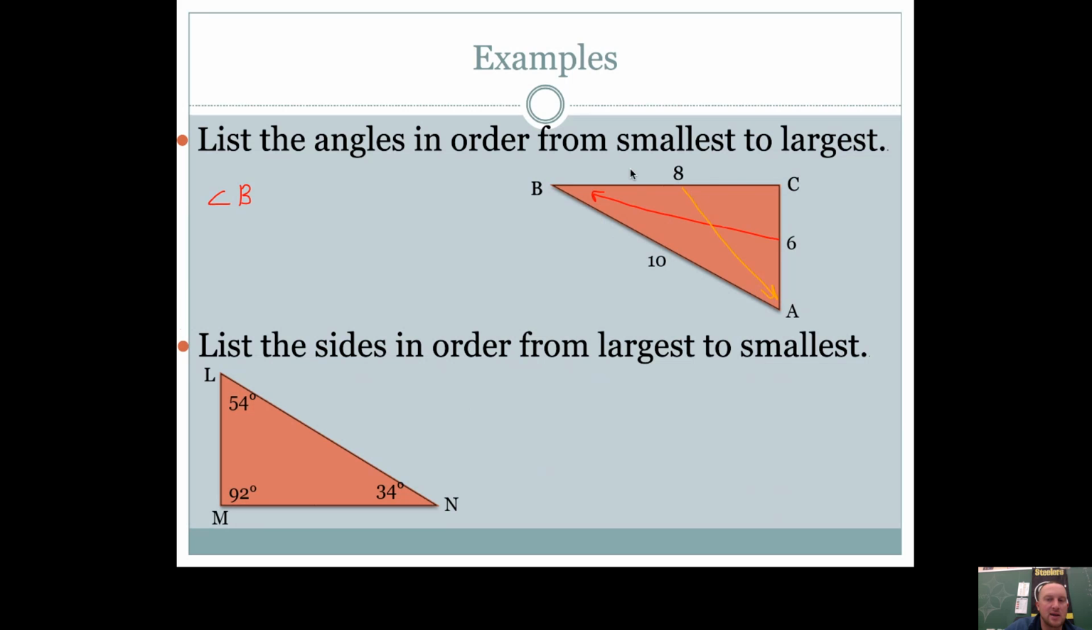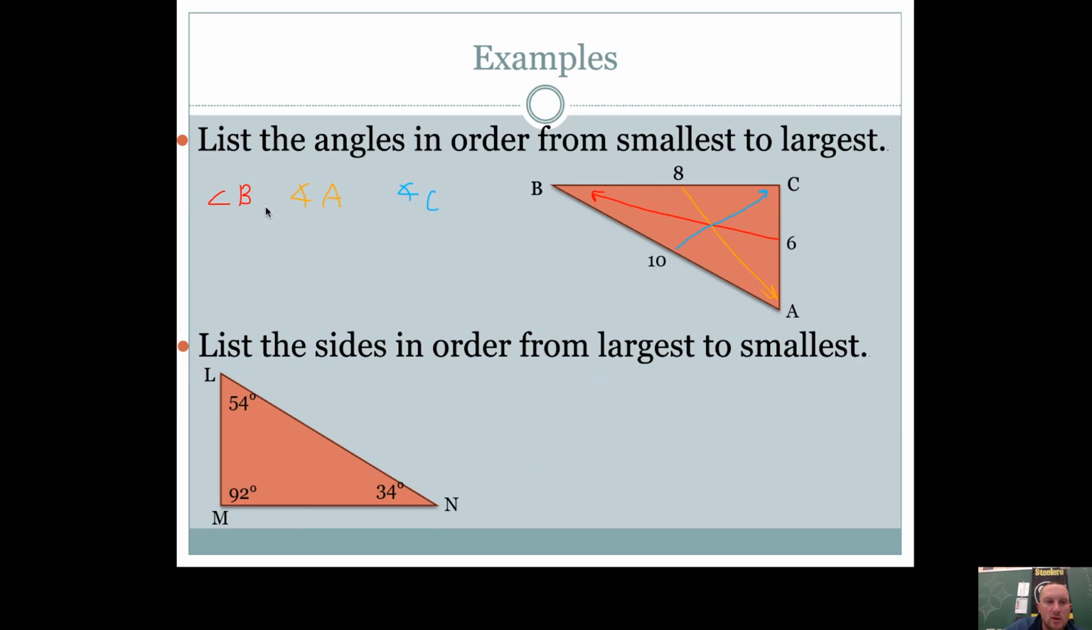The next smallest side has the length of 8. It's across from angle A. So angle A is the medium measure angle. And this one that has a length of 10, that's across from the biggest angle, angle C. So even though we don't know those measures, we can definitely put these in order. Angle B is the smallest, angle A is next smallest, and angle C is definitely the biggest.